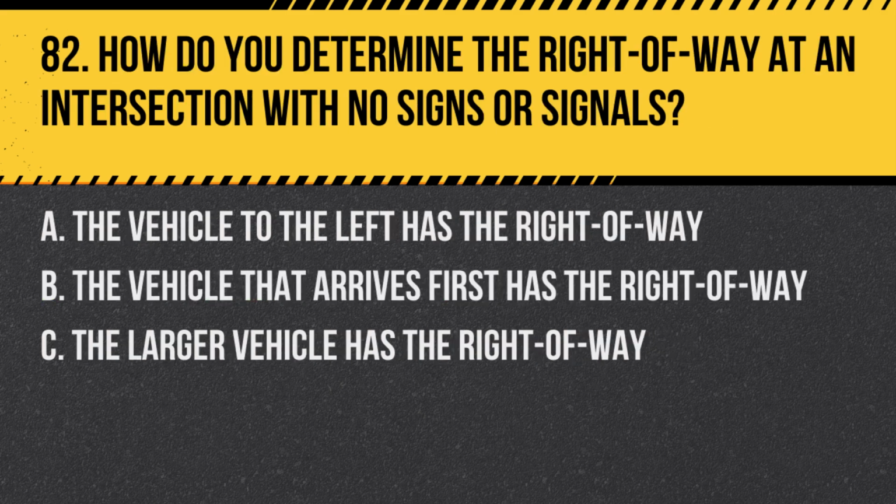Question 82. How do you determine the right of way at an intersection with no signs or signals? A. The vehicle to the left has the right of way. B. The vehicle that arrives first has the right of way. C. The larger vehicle has the right of way. Answer: B. The vehicle that arrives first has the right of way. If vehicles arrive simultaneously, the vehicle to the right has the right of way.